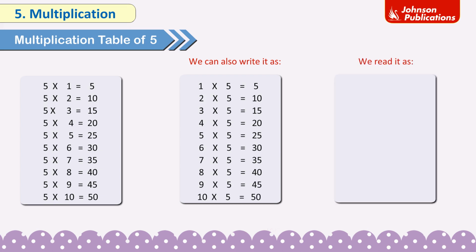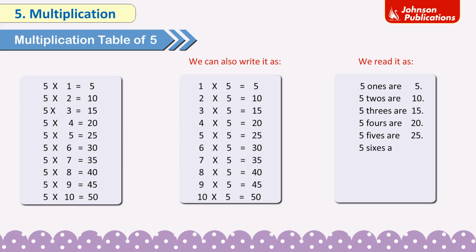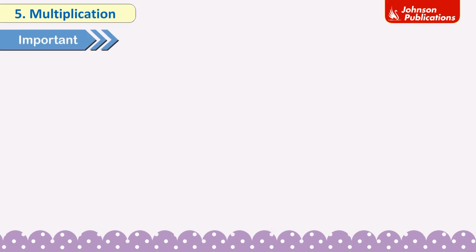We read it as 5 ones are 5. 5 twos are 10. 5 threes are 15. 5 fours are 20. 5 fives are 25. 5 sixes are 30. 5 sevens are 35. 5 eights are 40. 5 nines are 45. 5 tens are 50. Important.